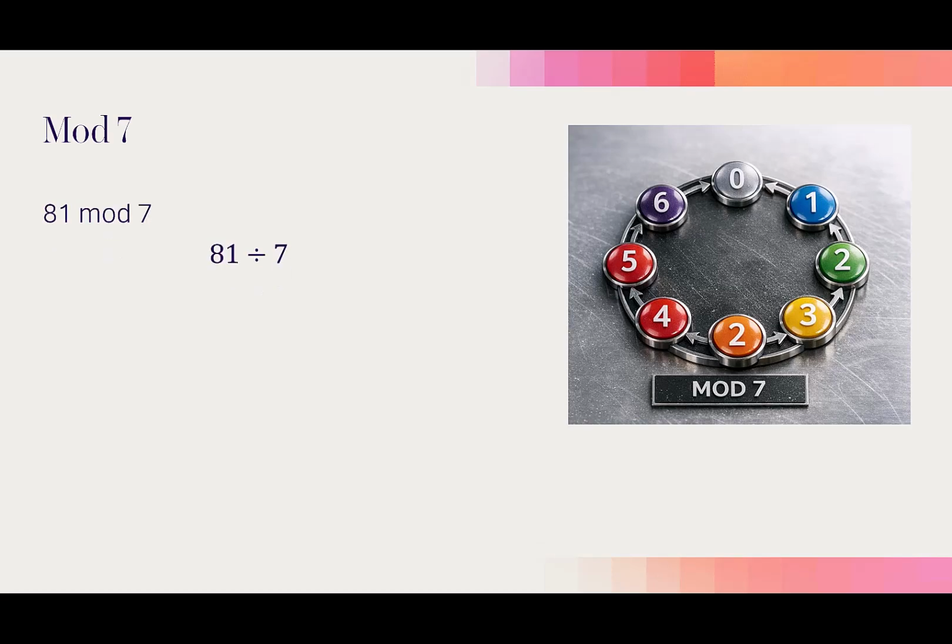Let's practice mod 7 one more time. Let's try 81 mod 7. To start out, we could divide 81 by 7, which gives us 11 with a remainder of 4, which says 81 mod 7 is equal to 4.